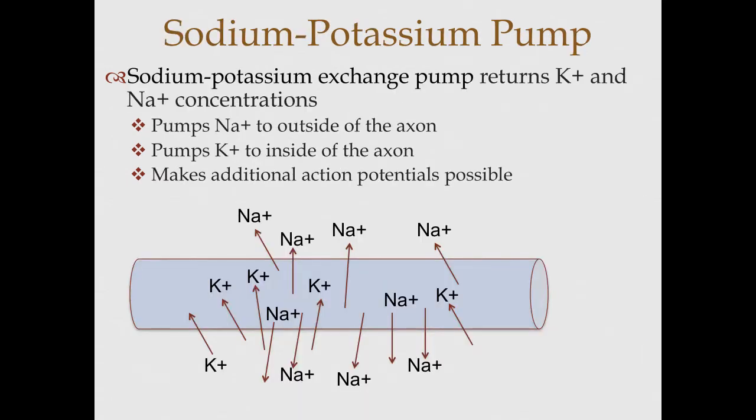But at the end of the action potential, now we've got the sodium and the potassium on the wrong side, in the wrong concentrations, of the axon's membrane. So to reestablish a nice resting membrane potential, we have what's called the activation of the sodium-potassium exchange pump, which pumps the potassium inside and the sodium back outside. This just makes it possible for subsequent action potentials to occur.